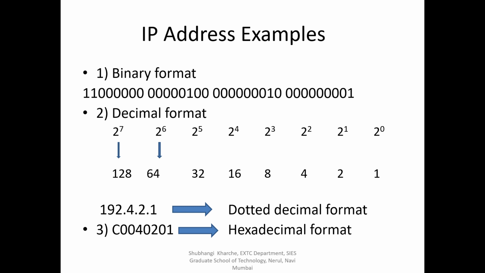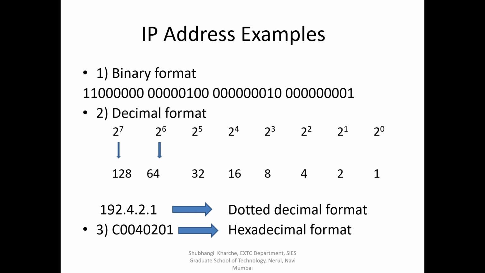Now, let us convert these 32 binary bits to decimal format. For converting the binary bits to decimal format, you should know the binary weights of the 8 bits in each octet. When the bit position is the 0th position, the weight is 1, and when the bit position is the 7th position, the weight is 128. So, for this binary address, let us now try to find out the decimal format. 11000000. Here 2 raised to 7 plus 2 raised to 6 is 192. So this first octet value corresponds to 192 decimal.